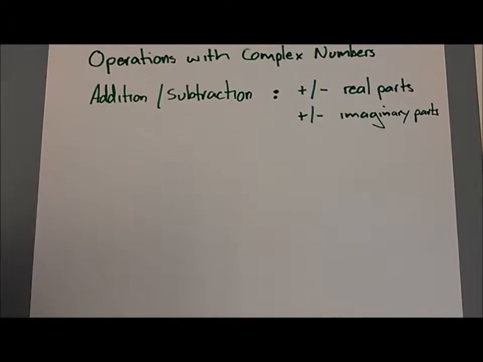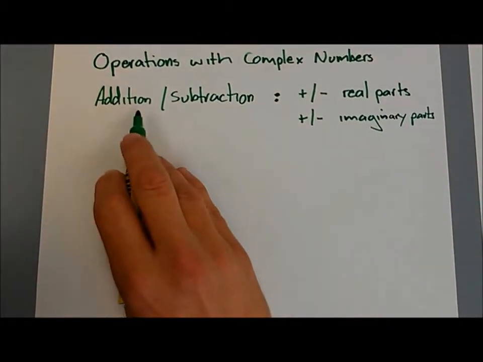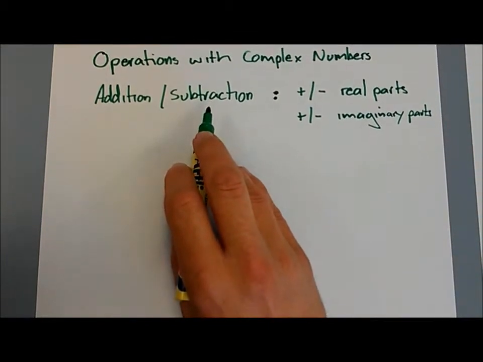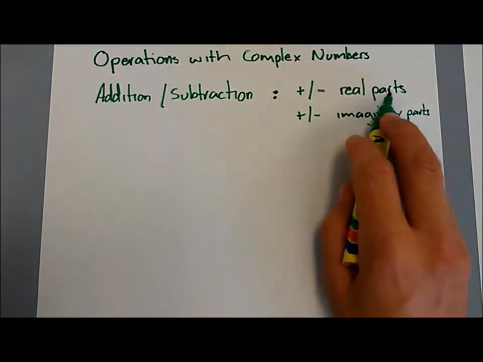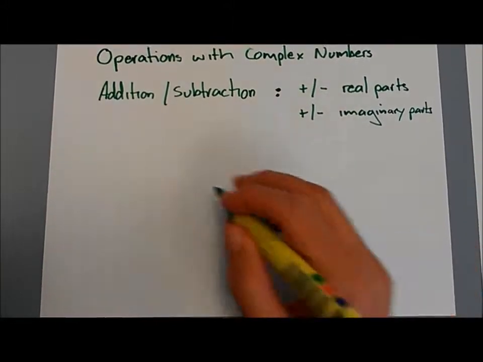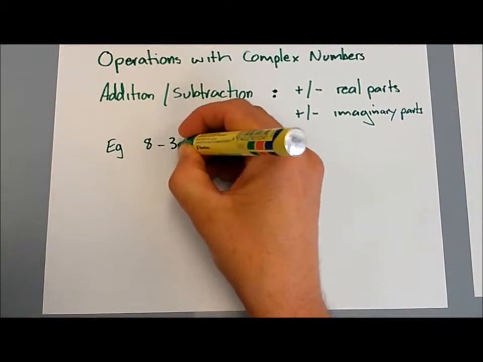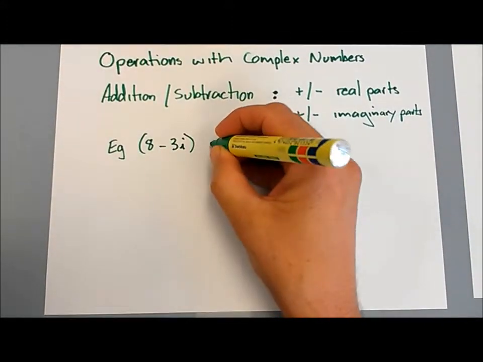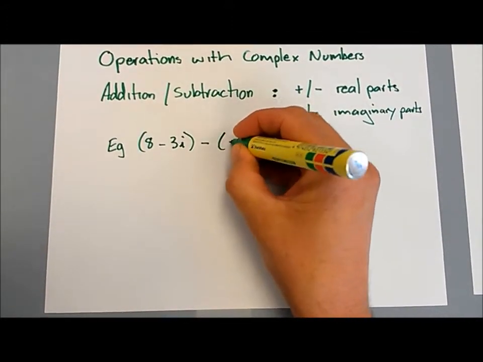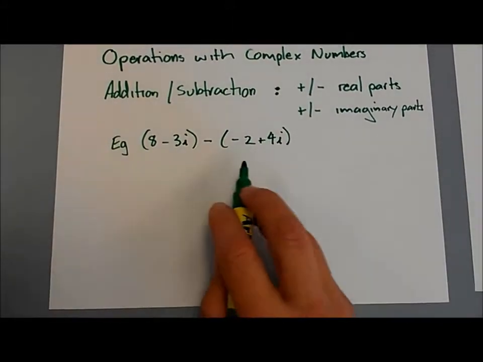Alright, so just a quick overview of what we've talked about in class. Operating with complex numbers. First operation is addition and subtraction. So the idea here is you add and subtract the real parts and you add and subtract the imaginary parts separately. So for example, if you have 8 take away 3i, and from that complex number you want to subtract negative 2 plus 4i, then you'll deal with the parts separately.